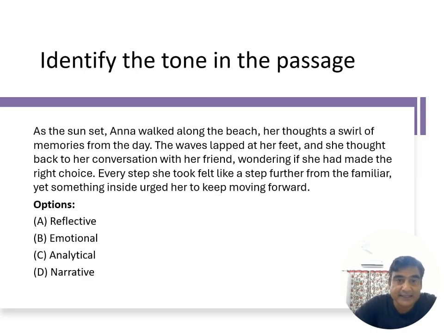Okay, at the sunset, Anna walked along the beach, her thoughts a swirl of memories from the day. The waves lapped at her feet as she thought back on her conversation with a friend, wondering if she made the right choice. Every step she took felt like a step further from the familiar, yet something. As the sun set, Anna walked along the beach. Can you picturize the situation? Am I helping you picturize the situation? It's a storytelling format. It's a kind of commentary. Now, when we look at this format, it is primarily what we call a narrative style of writing. Narration is commentary, storytelling, or making you visualize the scene as it unfolds in front of you.